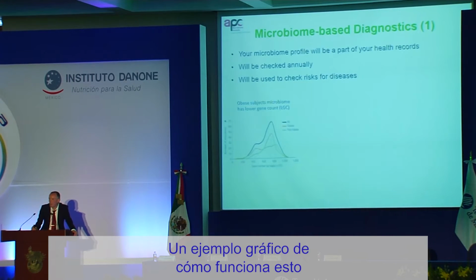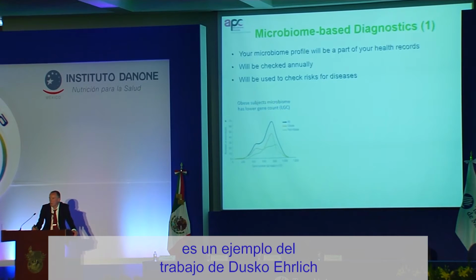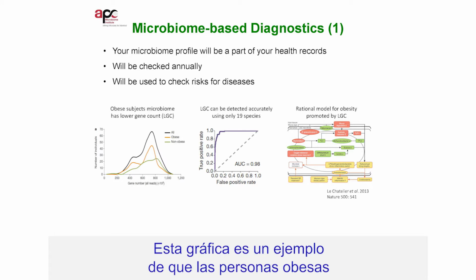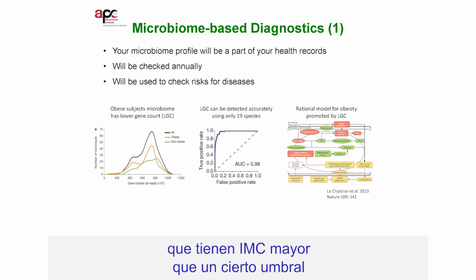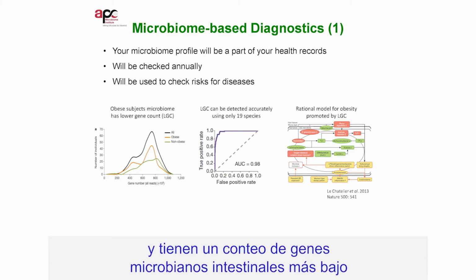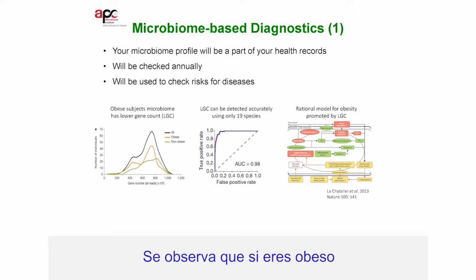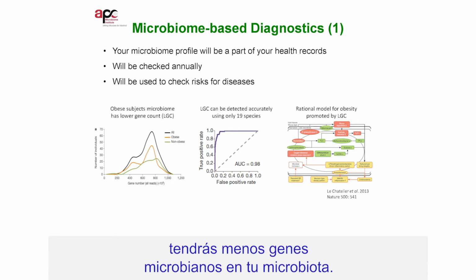A graphic example of how this works is an example from the work of Duško Ehrlich and colleagues in France in the so-called MetaHit project. And this graph is an illustration that people who are obese, have a BMI above a threshold, have a lower microbial gene count in their gut than either the entire cohort or healthy people. So at face value, the observation is if you are obese, you have fewer microbial genes in your microbiota.